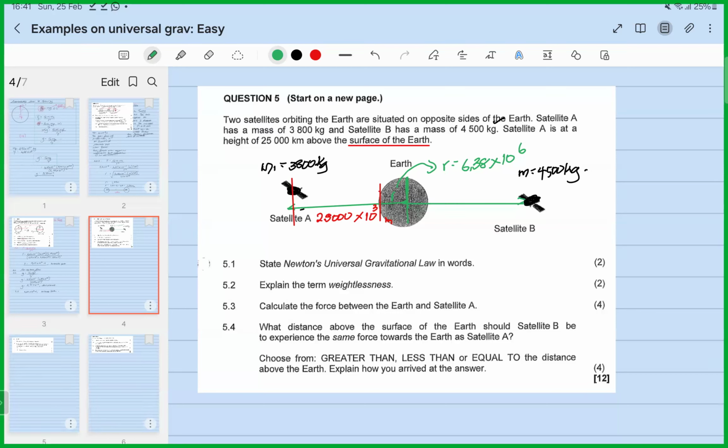Again, Newton's law of universal gravitation was tested. I'm not going to give you the definition again. So you can be guaranteed this is coming out in your paper.